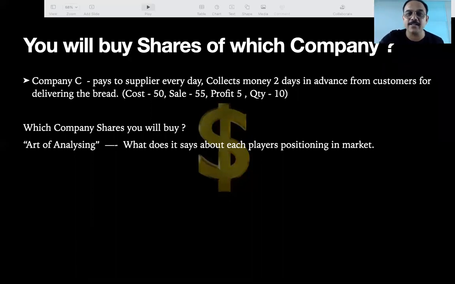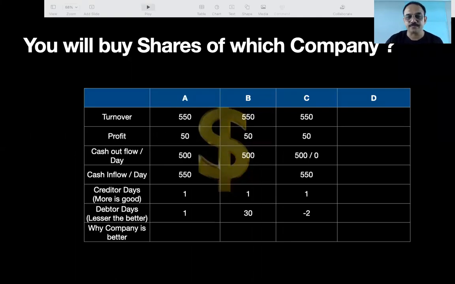It says, boss, if you want bread, give me money 2 days in advance, then only I'll deliver bread to you. Let's analyze. Turnover is 550, profit is 50, cash outflow 500, cash inflow per day is 550 because it is taking money, and the debtor days is -2. Now tell me, which company will you invest into? Which is safer to invest into? C, correct?